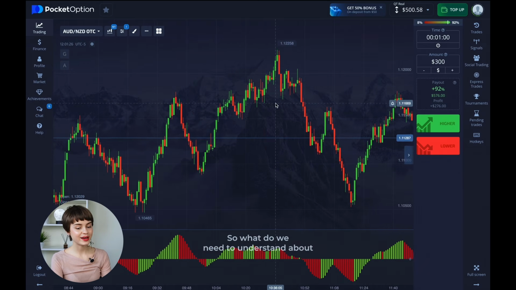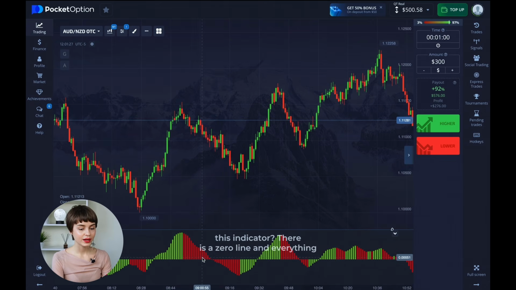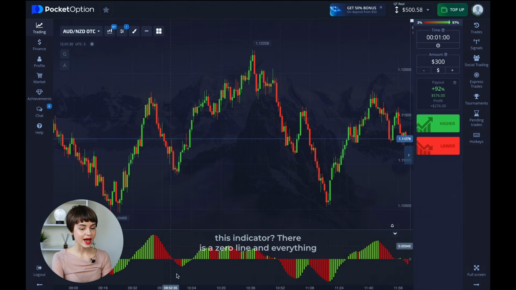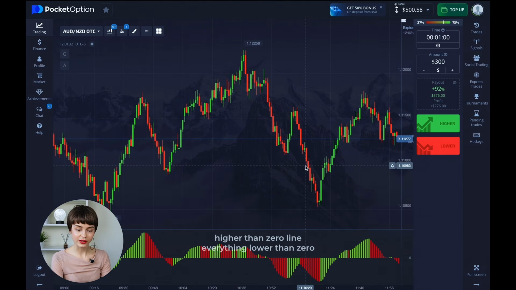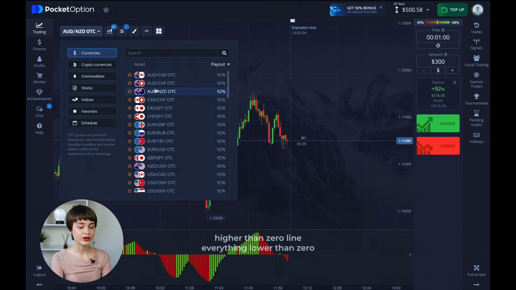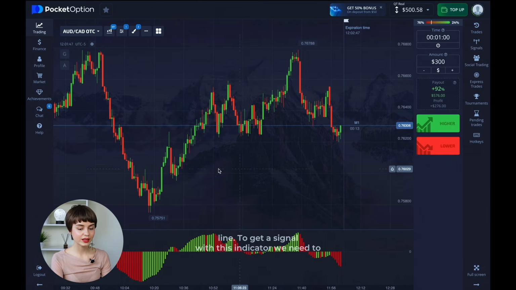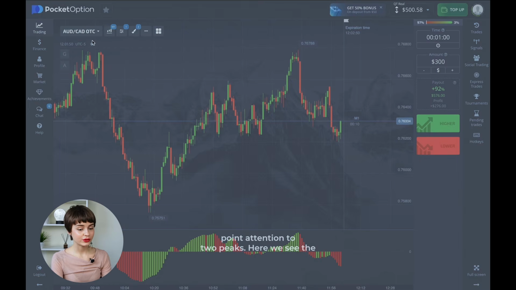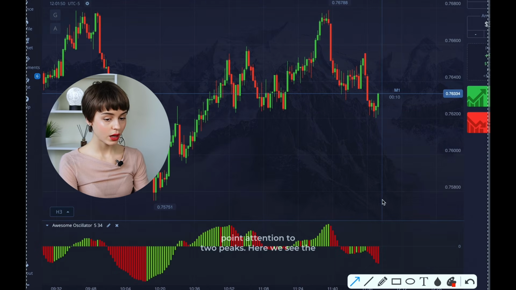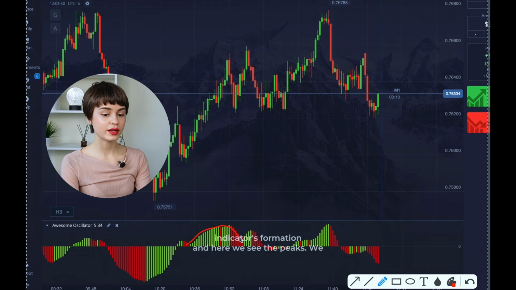So what do we need to understand about this indicator? There is a zero line, everything higher than the zero line, and everything lower than the zero line. To get a signal with this indicator, we need to pay attention to two peaks. Here we see the indicator's formation, and here we see the peaks.